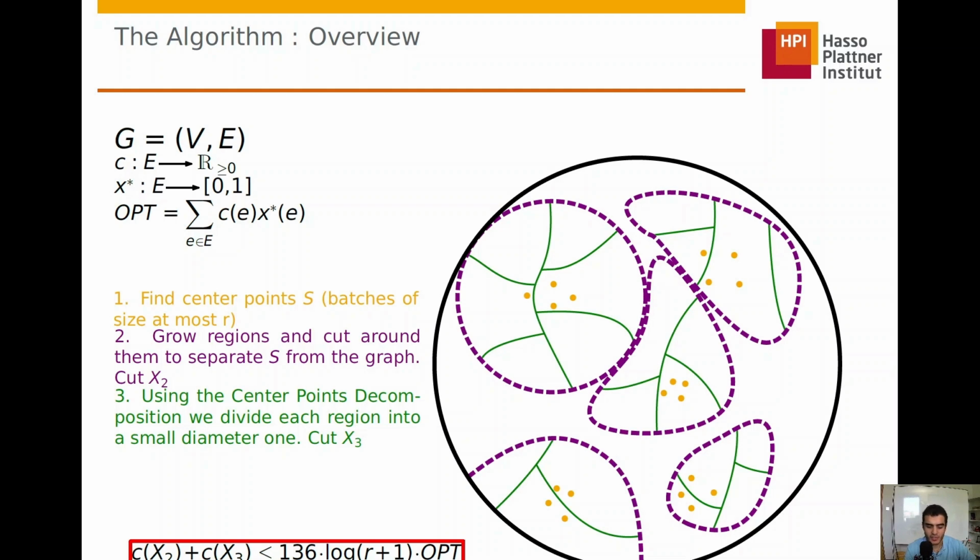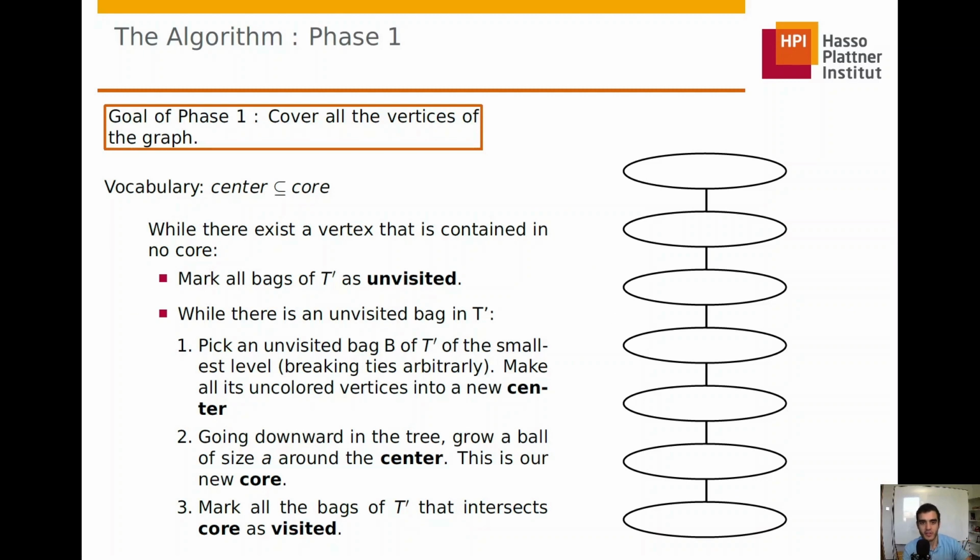So now let's jump straight to the algorithm and see how it happens. Now that we've seen the overview, let's tackle phase 1. So the goal of phase 1 is to cover all the vertices of the graph. For this part, we will need 2 elements of vocabulary, which are centers and cores. I will show you in a second what those mean. So here you can also see the pseudocode, and let's go through the first iteration very slowly.